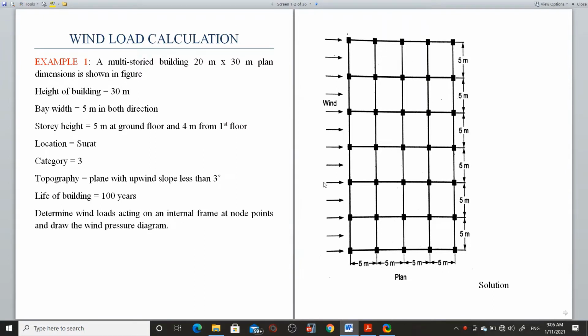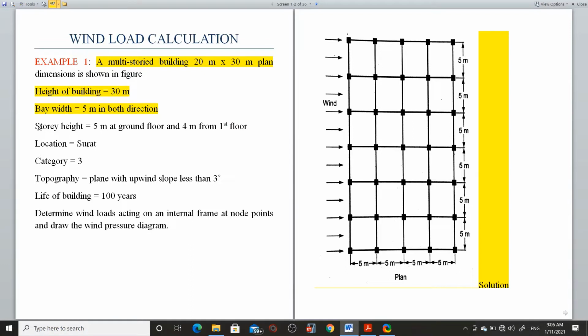Okay students, we are going to calculate a wind load on a building. So first example is a multi-story building, 20 m by 30 m in plan. You can see it's 20 m and 30 m, right? Height of building is 30 meter. Height of building is fixed. It's a 30-meter height. Bay width is 5 meter in both directions. You can see 5 meter, both directions.